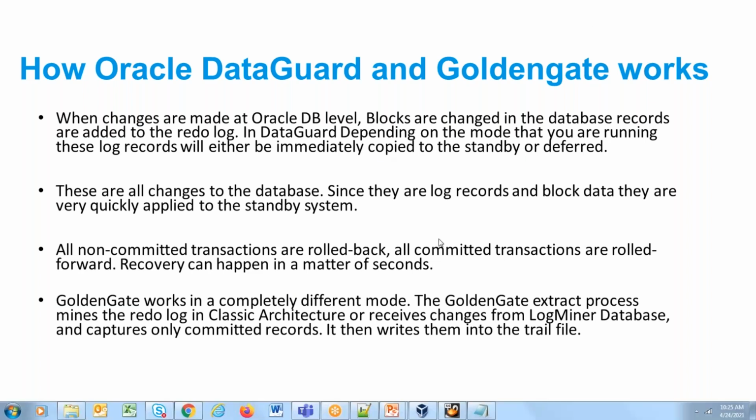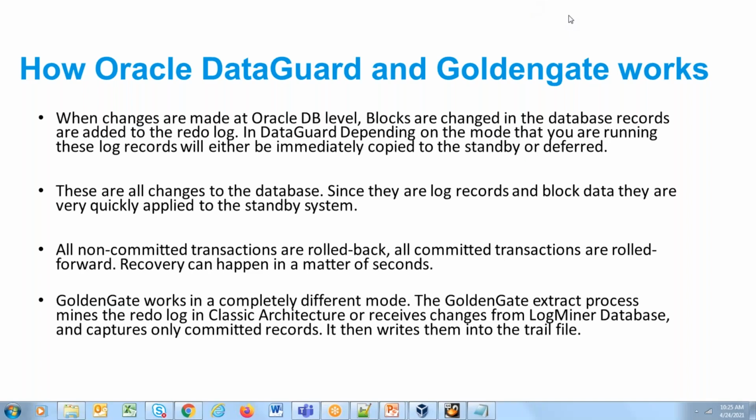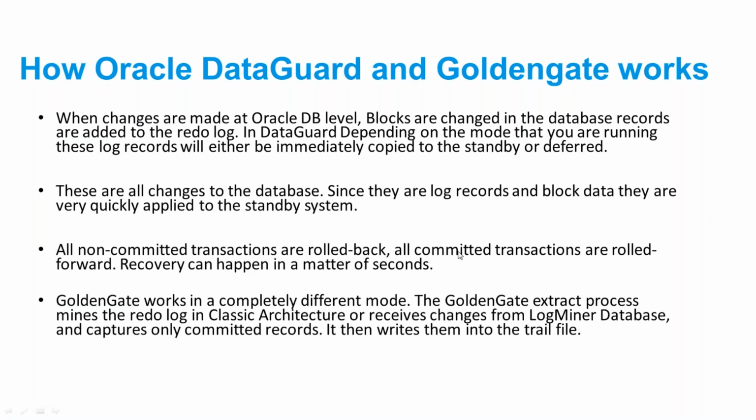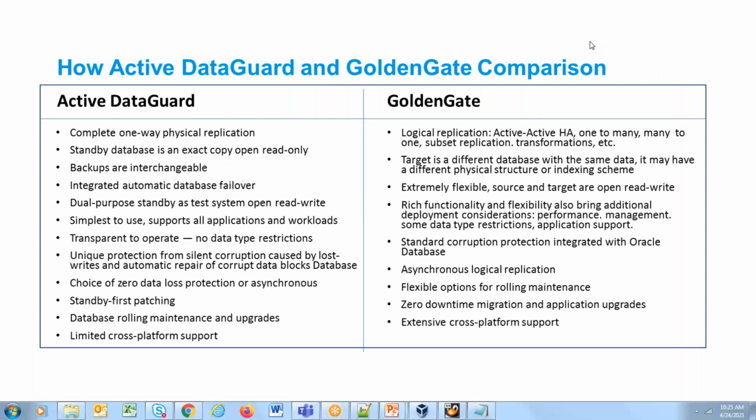Oracle Golden Gate works in a different mode. The Oracle Golden Gate extract process mines the redo log in classic architecture, receives changes from the log miner database and captures only committed records. And then when the committed transactions are captured, it writes them to the trail file. So Golden Gate and Data Guard work in a completely different way. Now these are the differences which I have prepared between the two.